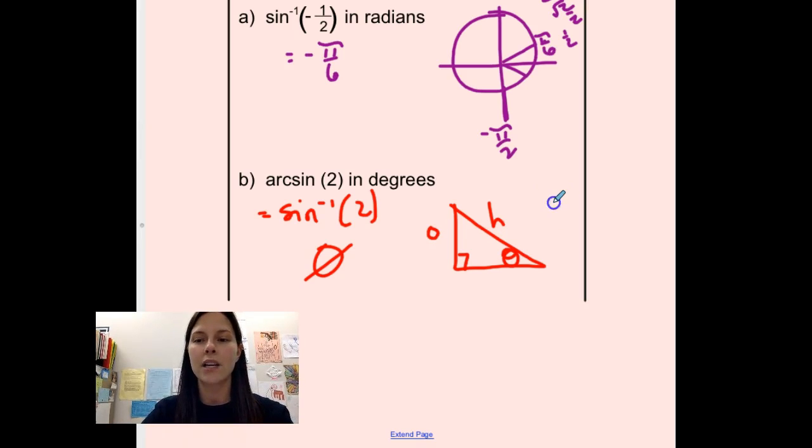So anytime you set up that opposite over hypotenuse, it will give you a fraction that is smaller than 1. It's between 0 and 1. Once we move that ratio to the unit circle, we can also get negative values, but they will still be between 0 and negative 1. That's why you can't get an output greater than 1 for the sine, and why you can't put a value larger than 1 into the sine inverse.